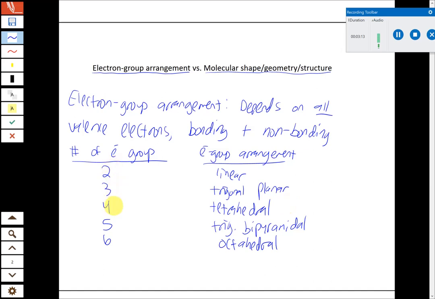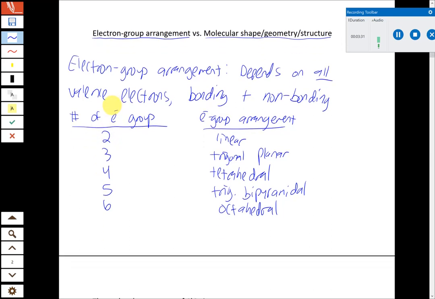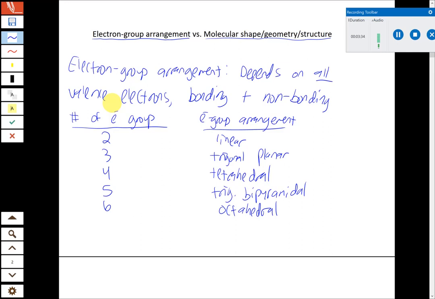And the number of electron groups, as we said, can be any combination of either an atom bonded to the central atom, and we don't care what the bond order is, just whether it's bonded or not, and the number of non-bonding lone pairs. So each lone pair counts as one electron group, and each atom bonded to the central atom counts as one electron group, whether it's singly, doubly, or triply bonded. So those are the only five possibilities for electron group arrangement.